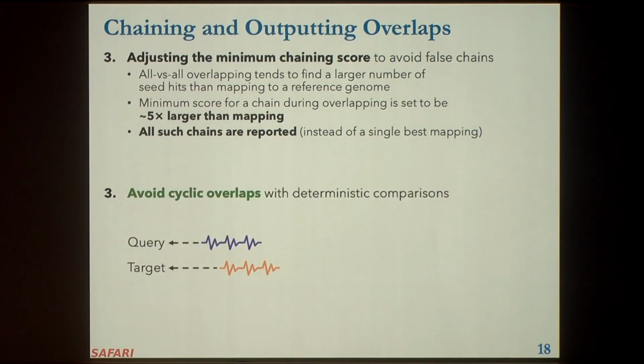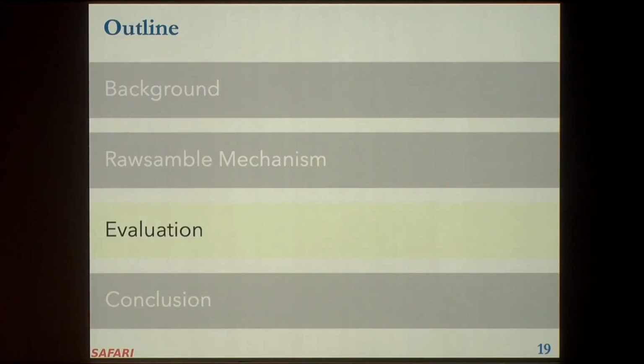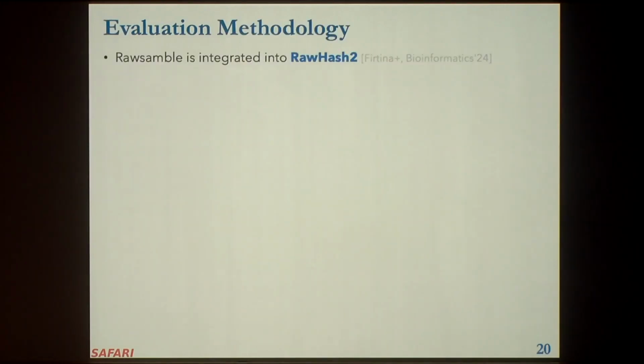We also need to avoid cyclic overlaps. These raw signals can map to each other cyclically, for example, when using the target signal as the query and vice versa due to some shared regions. To prevent cyclic overlaps, we perform a simple deterministic comparison and report each overlapping pair only once. So this covers all of the optimizations that we propose in Rawsamble to identify the all versus all overlaps.